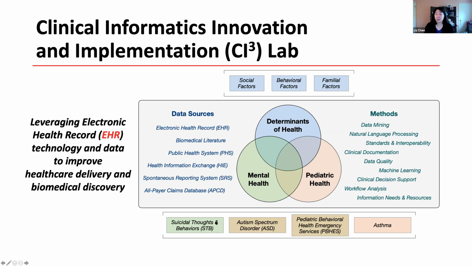So working with clinicians in suicidal thoughts and behaviors, looking at both how we identify and predict suicidal thoughts and behaviors. On the pediatric side, working on a number of projects in asthma, focused on technology development, but also looking at data to improve how we can identify kids with asthma. And then at the intersection, I have a student working in autism. And I also have some active projects focused on pediatric behavioral health emergency services, really looking at how those services are being used and what we could do to improve them.